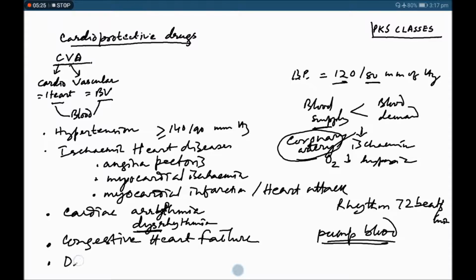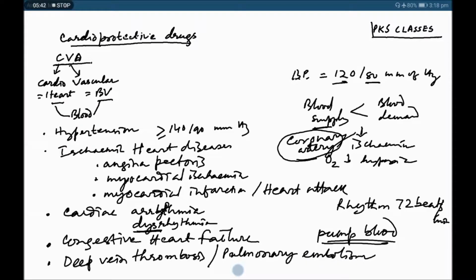Then there can be problems in blood clotting leading to deep vein thrombosis. Thrombosis is the clot inside the blood vessels, and an embolus is the moving clot, and it may lead to pulmonary embolism.